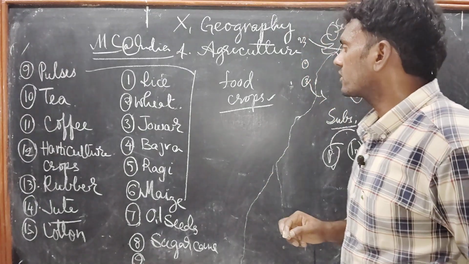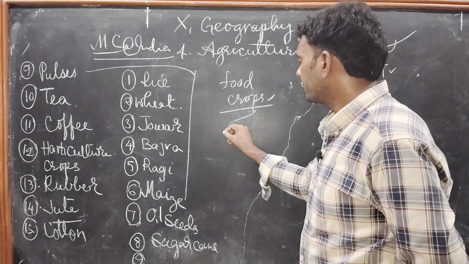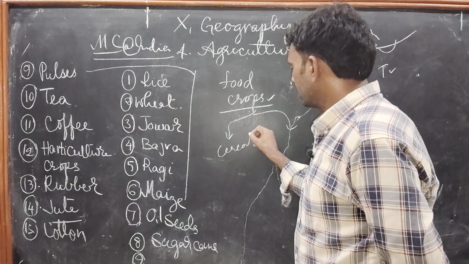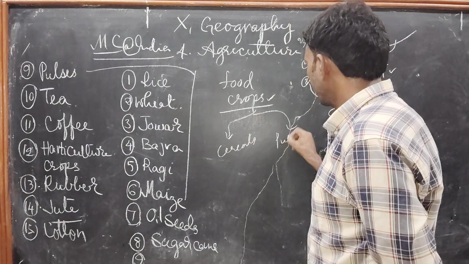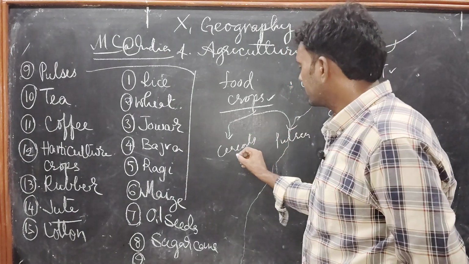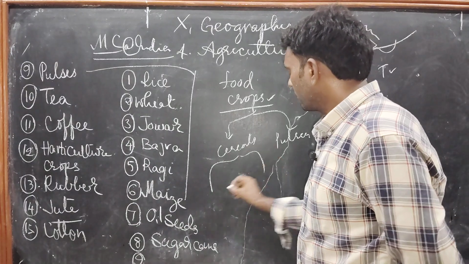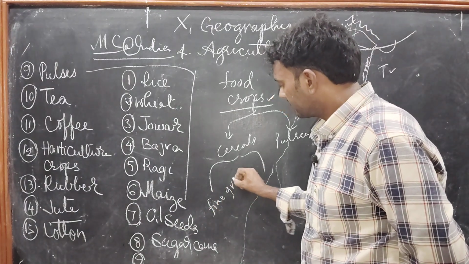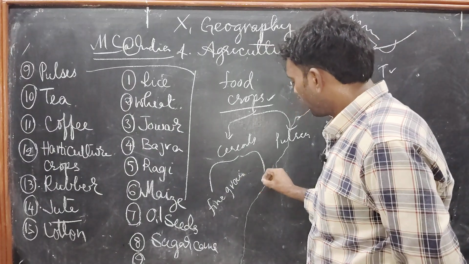And in these food crops also there are two types. First one is cereals, and second one is pulses. In these cereals also there are two types: fine grains and coarse grains.